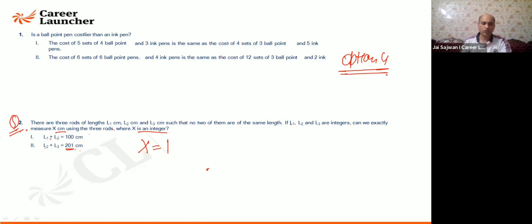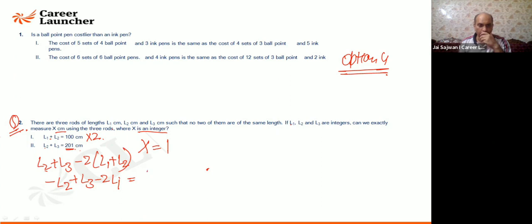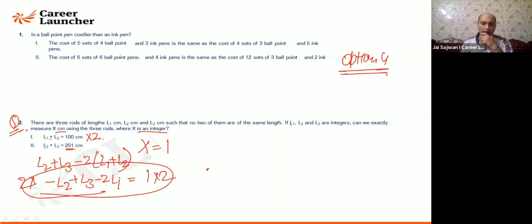I can see it is 201. What if I multiply it by 2? So it is L2 plus L3 minus twice of L1 plus L2. So should I say it is L2 minus twice of L2, which is minus L2, plus L3 minus twice of L1, is coming out to be 1. Once you know that it is coming out to be 1, I can double it, make it 2. I can multiply it by n, make it n. I hope you understand that.